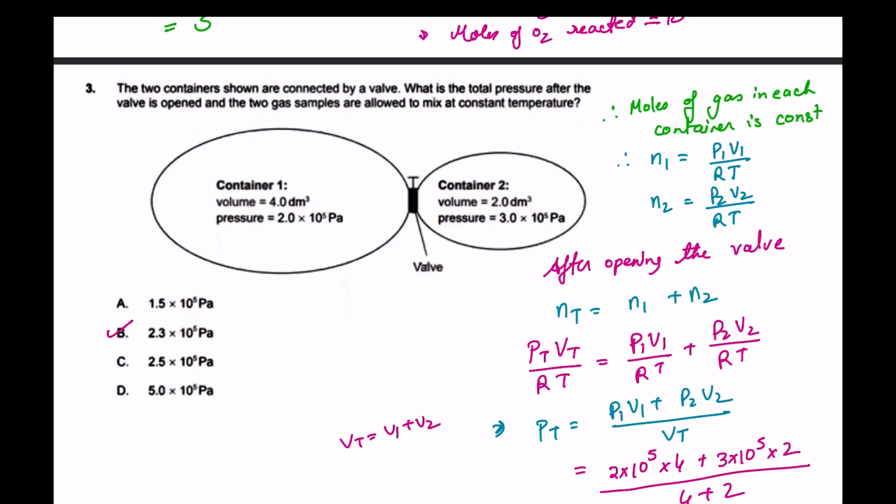So N1 would be P1 V1 by RT1. This is from PV equals nRT. And N2 would be P2 V2 by RT. This is container 1, that's why for P1 V1 I've used the subscript. This is container 2, that is P2 V2, that's why I've used P2 V2. And temperature I have taken T in both cases because the question states constant temperature.